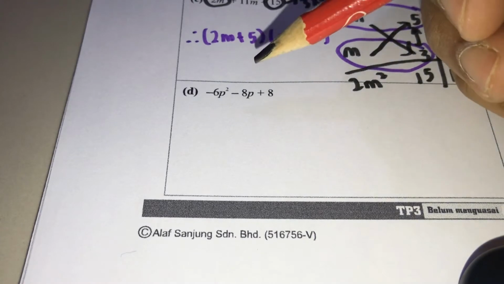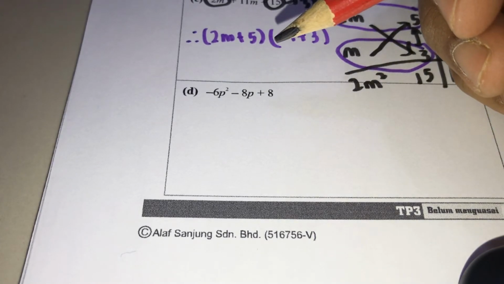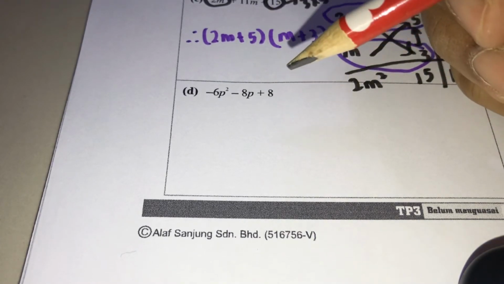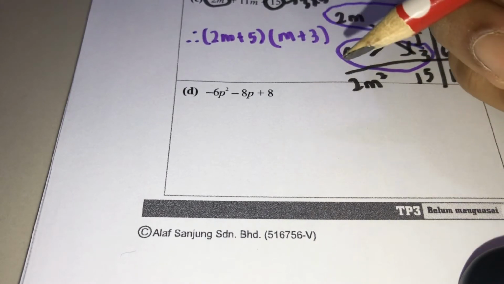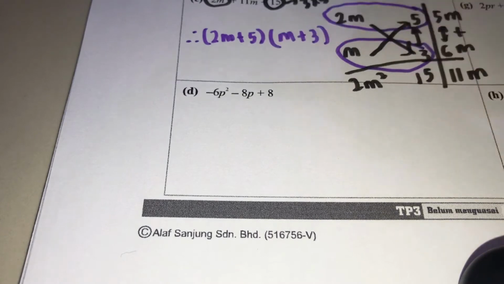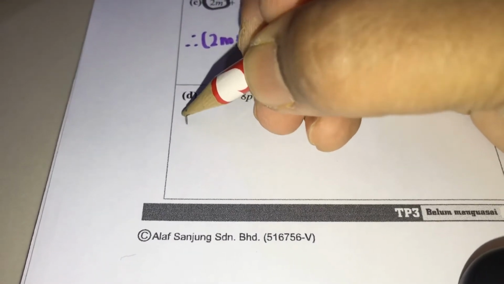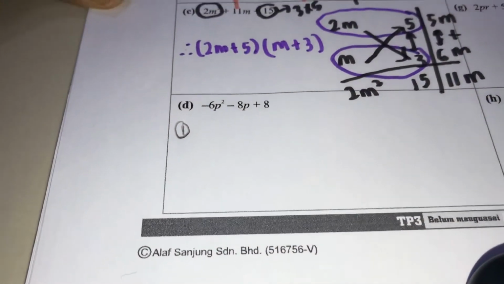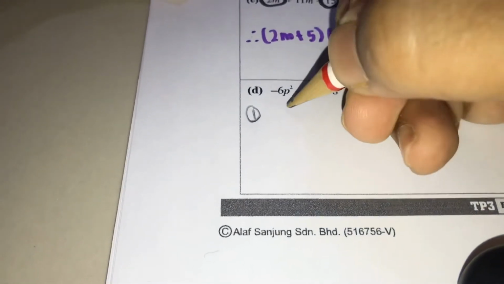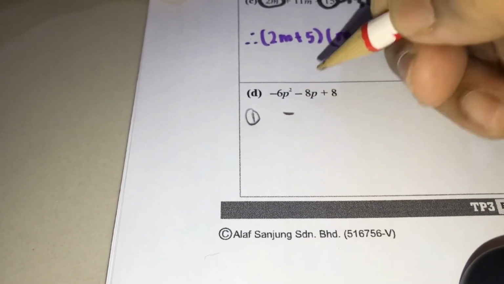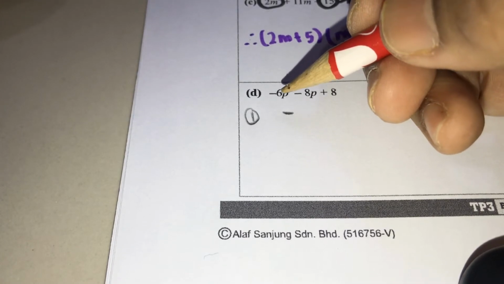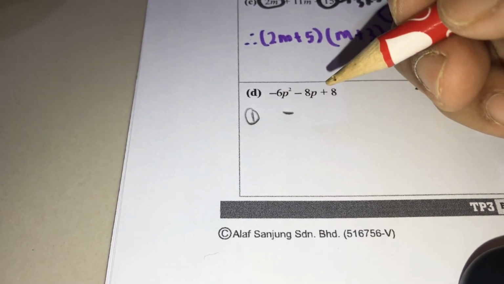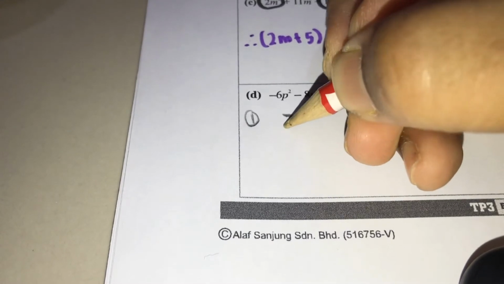So you must use method 1 combined with method 3. Method 1 is the HCF method, method 3 is the cross multiplication method. So you have to use method 1 first. Okay, so method 1, you write. You know the common factor for this value, 2, right? So you can write 2 outside like this.